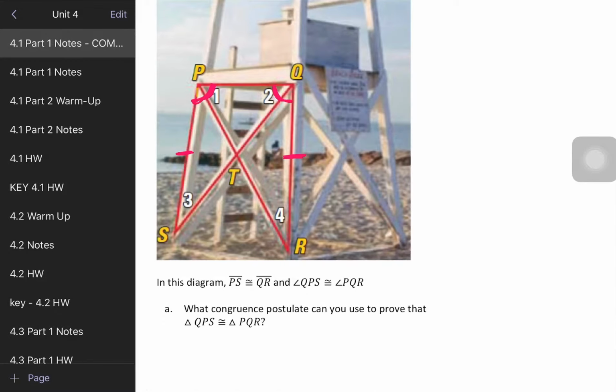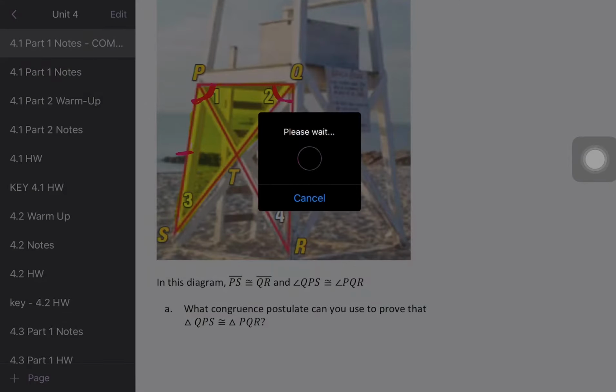Well, this is going to make the most sense if I take these two triangles and draw them separately. So the first triangle I'm drawing, QPS, that's the order they wrote down. So triangle QPS would look like this.